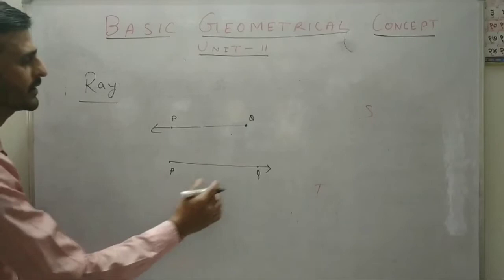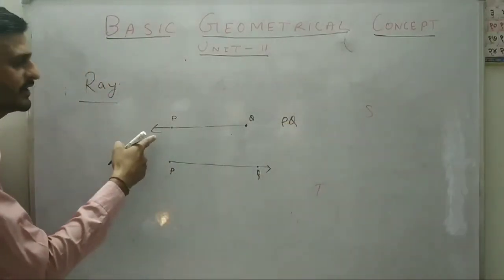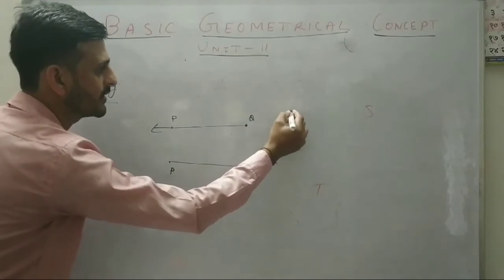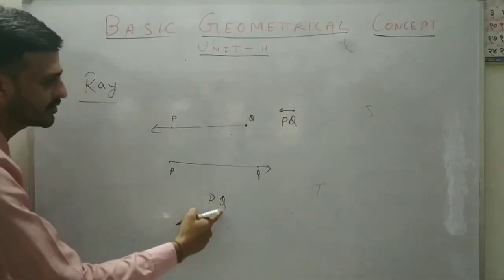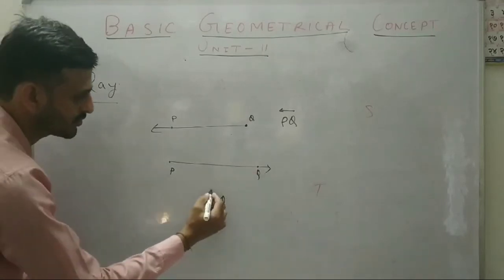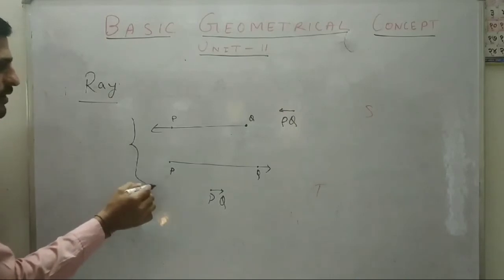So how can we write down this ray? PQ. See where it is extended? It is extended to Q. So we can write down this ray as ray PQ. It is extended to this point Q, so it is called ray PQ. So in this way we can write down a ray.